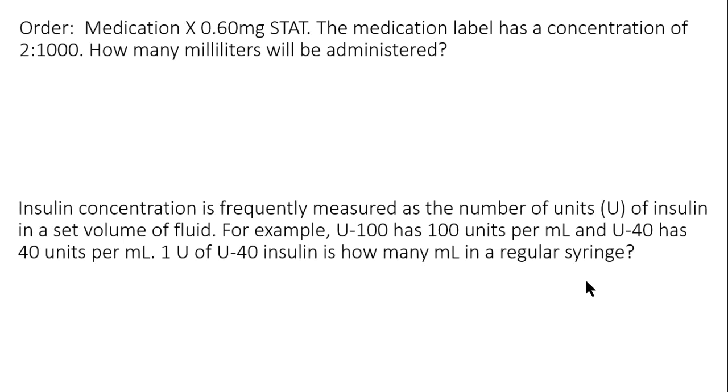Order: Medication X, 0.60 milligrams stat. The medication label has a concentration of 2 to 1,000. How many milliliters will be administered? And the second question is, insulin concentration is frequently measured as the number of units of insulin in a set volume of liquid. For example, U100 has 100 units per milliliter and U40 has 40 units per milliliter. 1 U of U40 insulin is how many milliliters in a regular syringe?